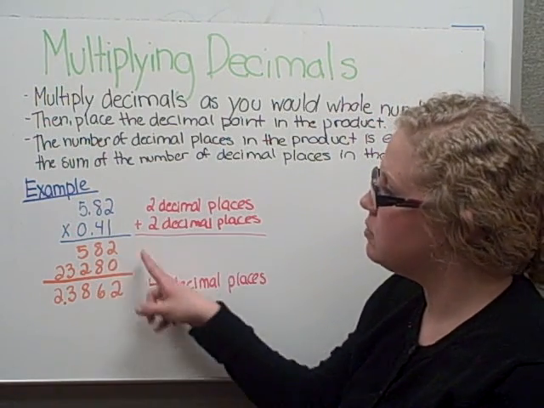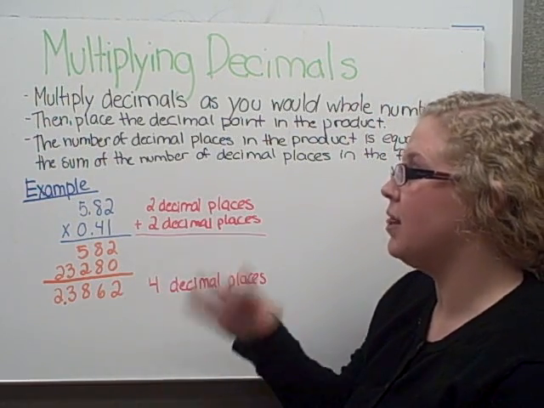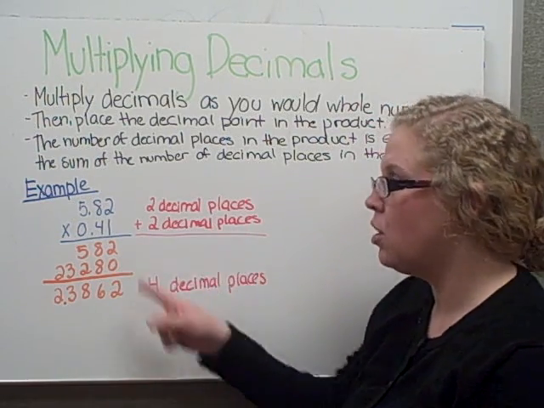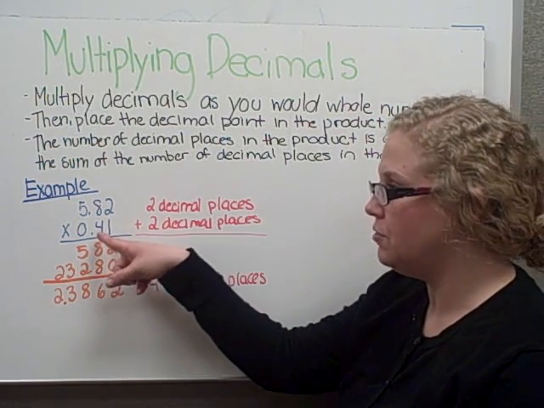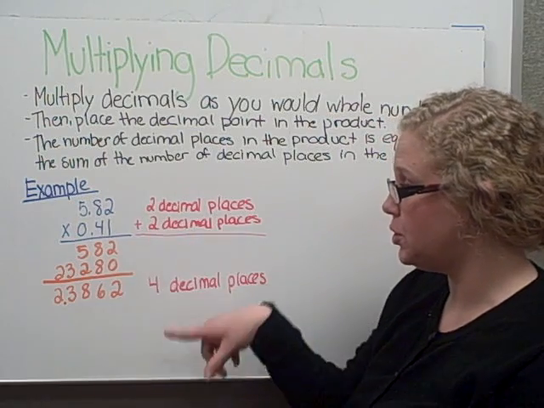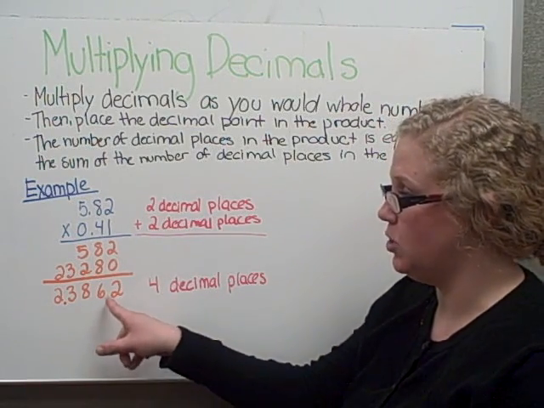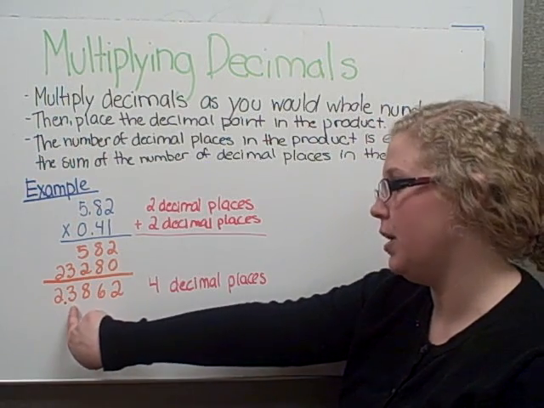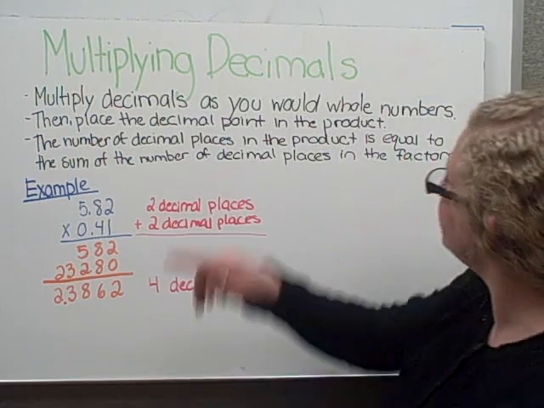We multiply as if they were whole numbers. So here's that math. And then we count up the decimal places. Here we have 2 decimal places. Here we also have 2 decimal places. 2 plus 2 is 4. So our product should have 4 decimal places. 1, 2, 3, 4. And we insert our decimal point right there.